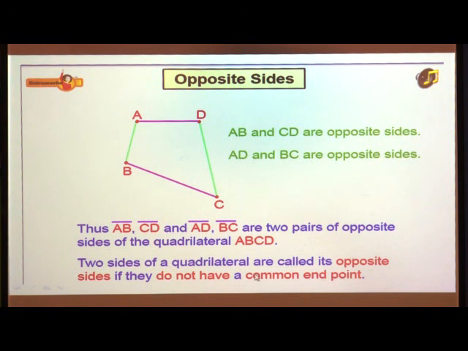2 sides of a quadrilateral are called its opposite sides if they do not have a common end point. Why do we say these are opposite sides? Because they do not have a common end point, or they do not meet at a common point. So these are called opposite sides.